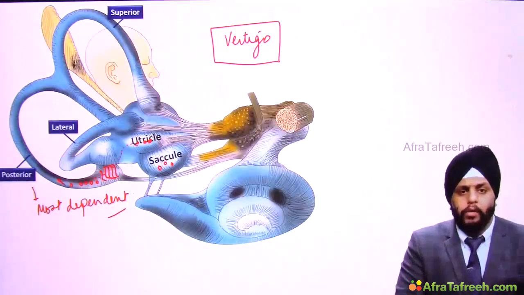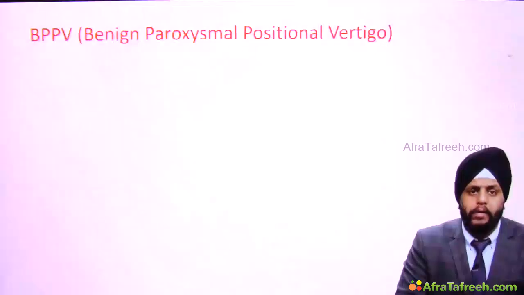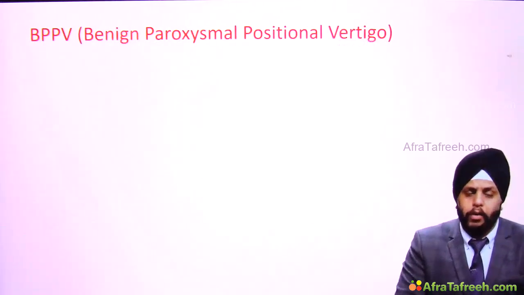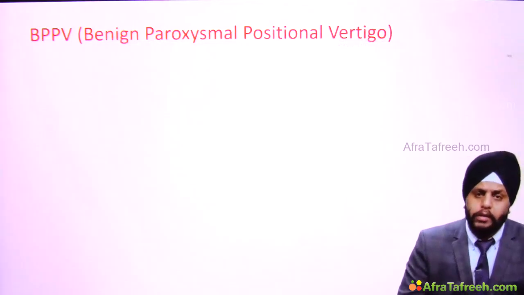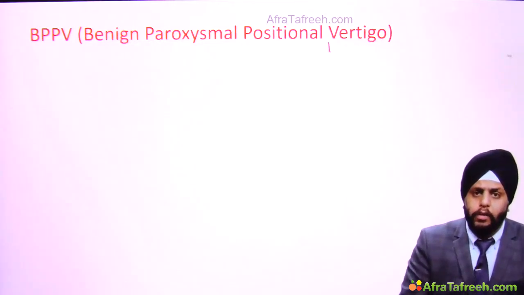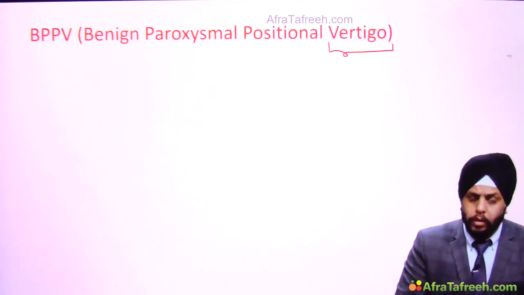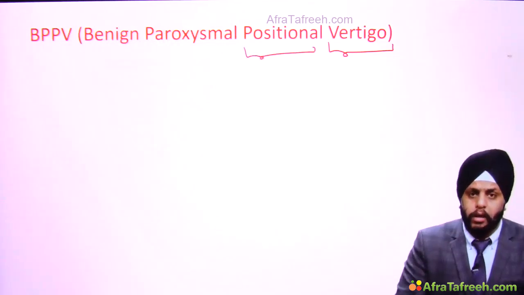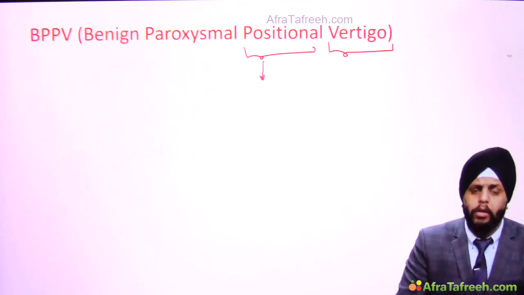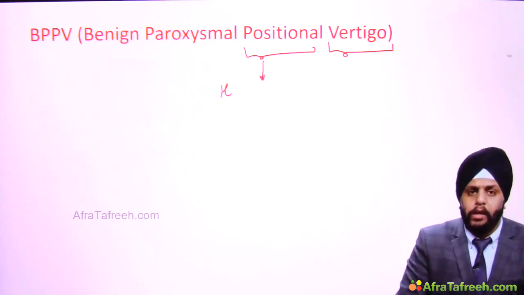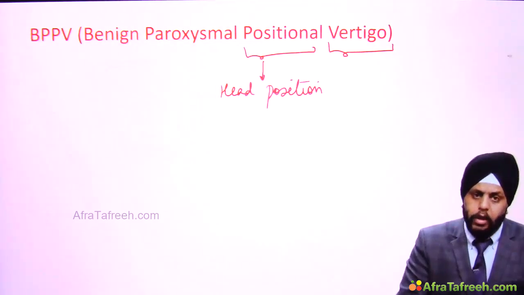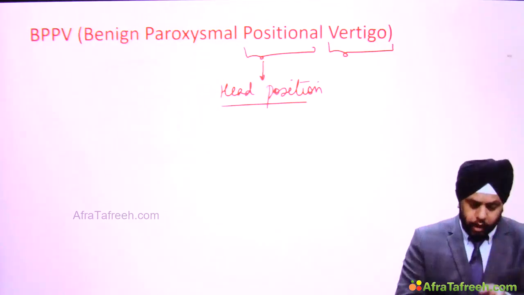This condition is known as benign paroxysmal positional vertigo, BPPV. So what is the complaint of the patient? The patient comes to us with a complaint of vertigo. What kind of vertigo? This is positional vertigo. What do I mean by positional vertigo? The vertigo happens when there is a change in head position. So the patient looks up, the patient looks down.